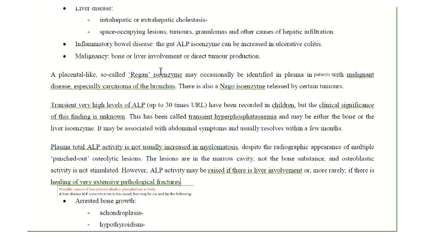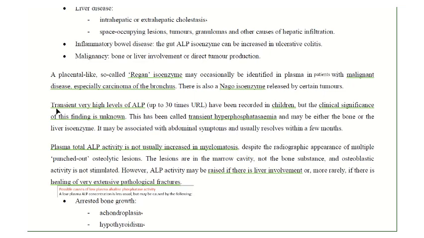So there is an isoenzyme called the Regan isoenzyme, placental-like. This may occasionally be identified in plasma in patients who have malignant disease, especially carcinoma of the bronchus. And there is also what is called the NAGAO isoenzyme released by certain tumors.